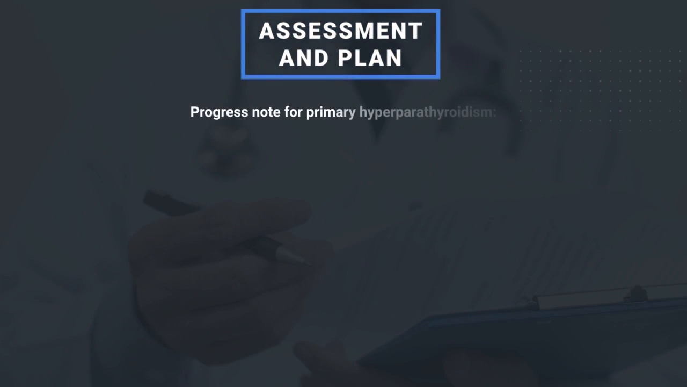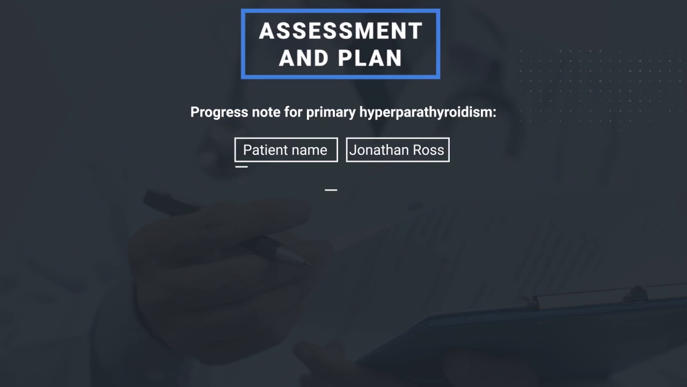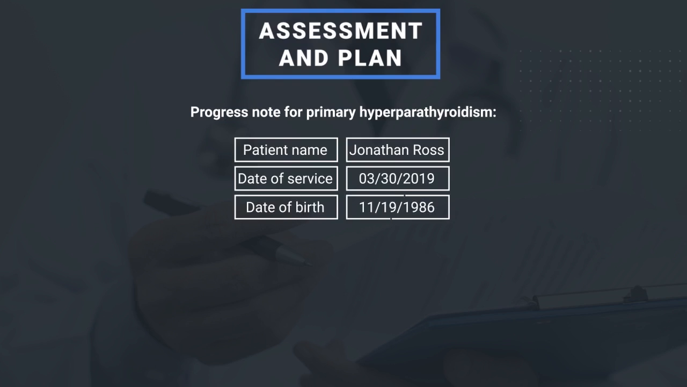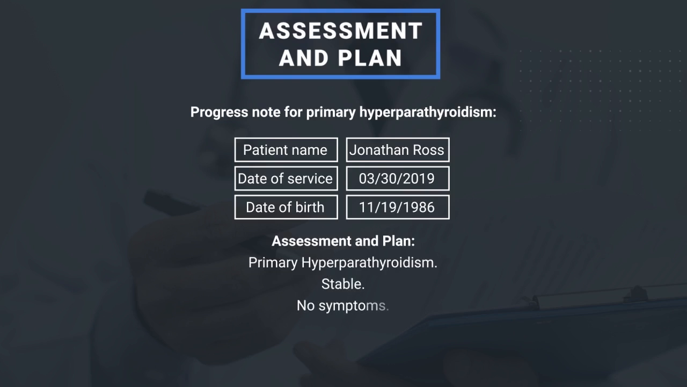Let's see an example of a progress note for primary hyperparathyroidism. Patient name: Jonathan Ross. Date of service: March 30, 2019. Date of birth: November 19, 1986. Assessment and plan: primary hyperparathyroidism. Stable. No symptoms. Monitor with calcium and PTH labs results. Follow up in 4 months.